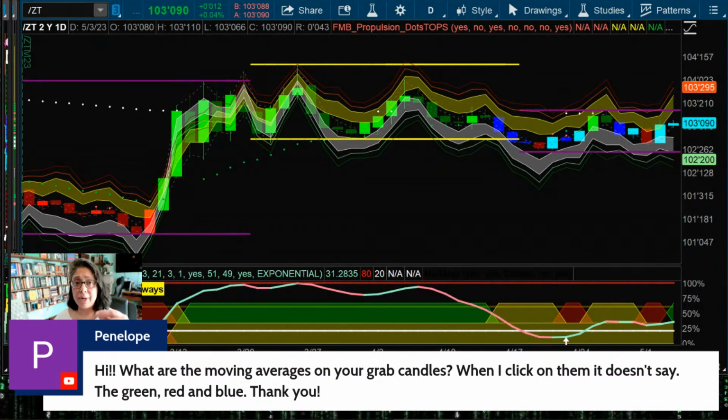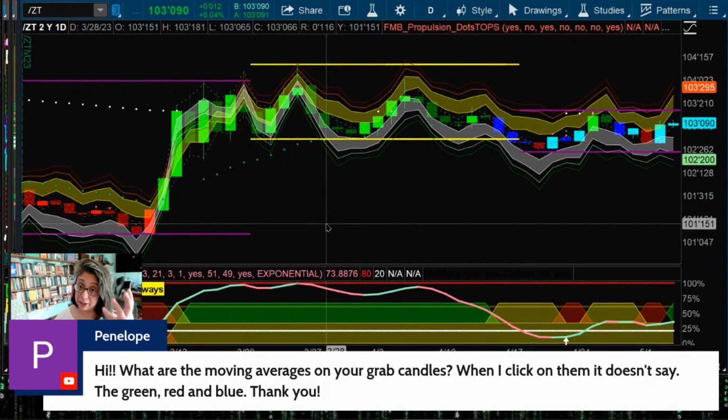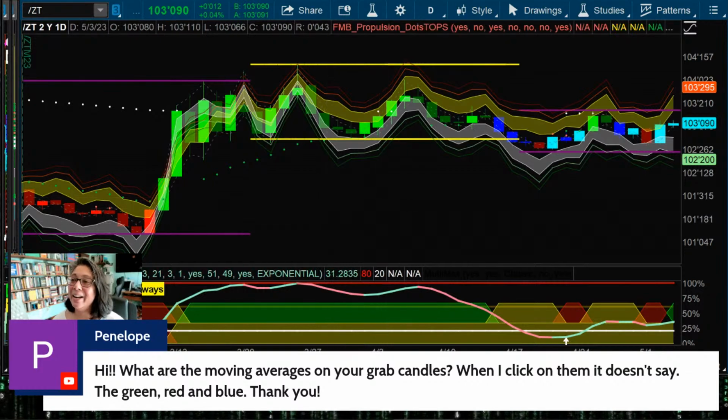They color code in relation to where price is based on the 34 EMA on the high, so the 34 period exponential moving average on the high, on the close, and on the low. So I've got three EMAs I look at, the 34 period exponential moving average on the high, one on the low, and one on the close. And then based on where price is in relation to those three is where the colors from the grab, the green, red, and blue candles, the grab candles, come from. All right, thank you for the question.